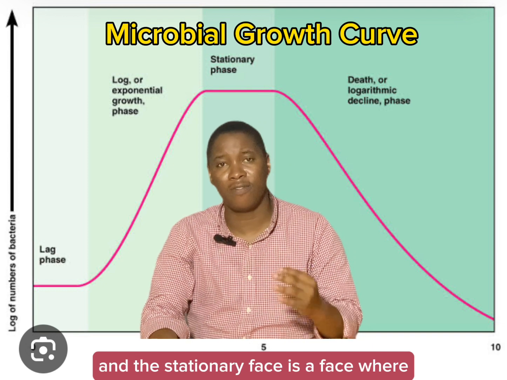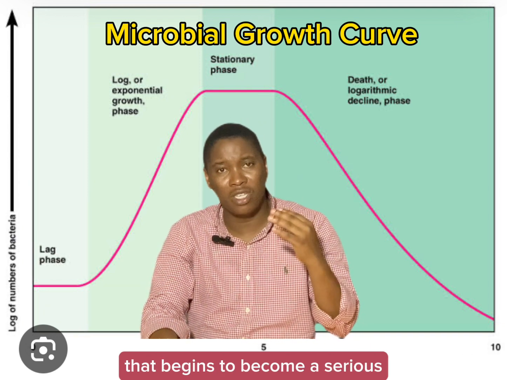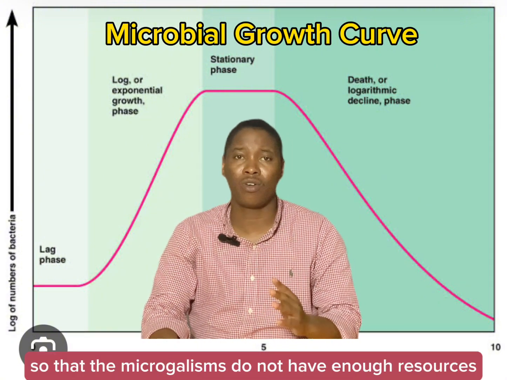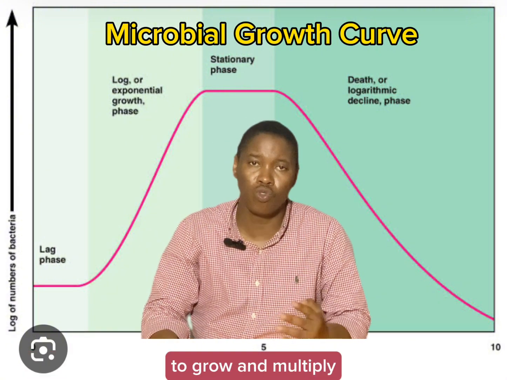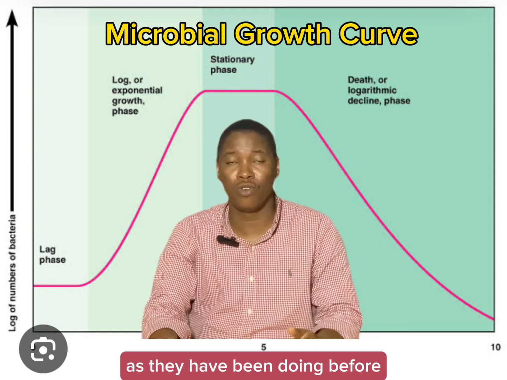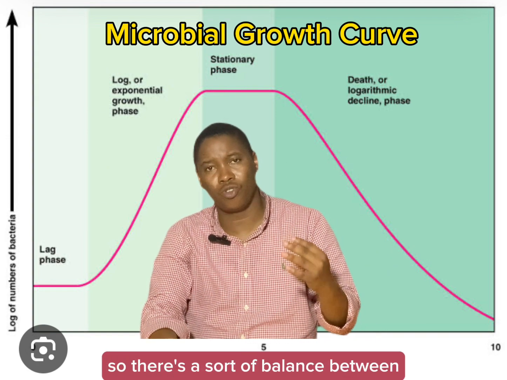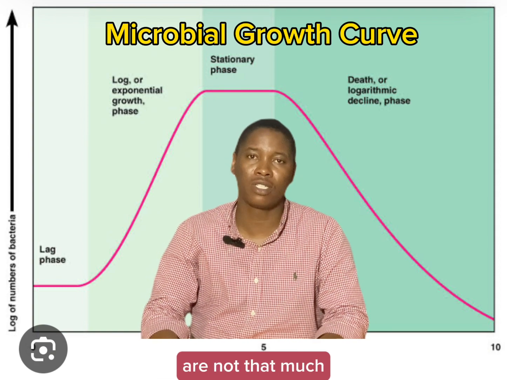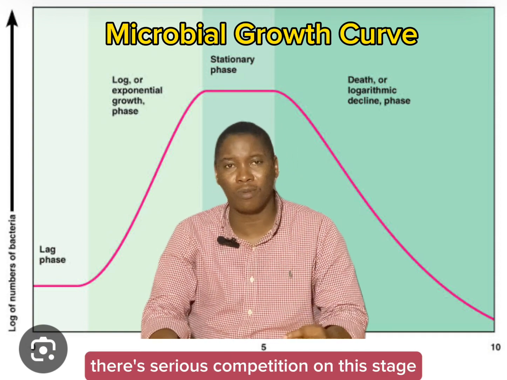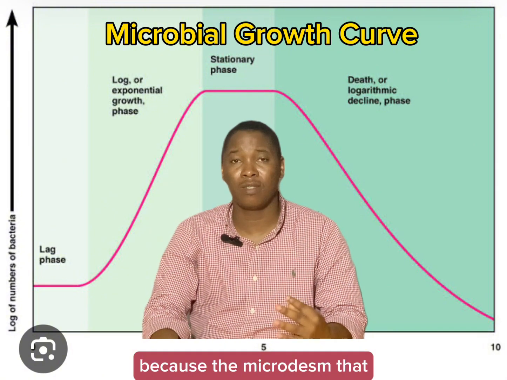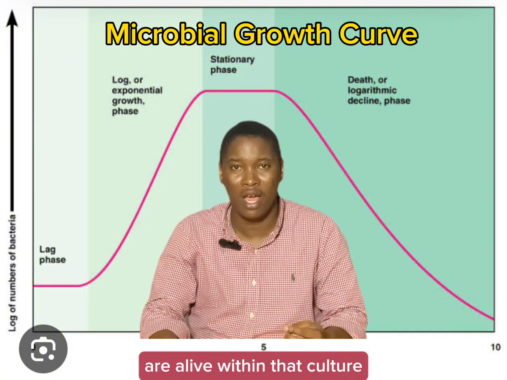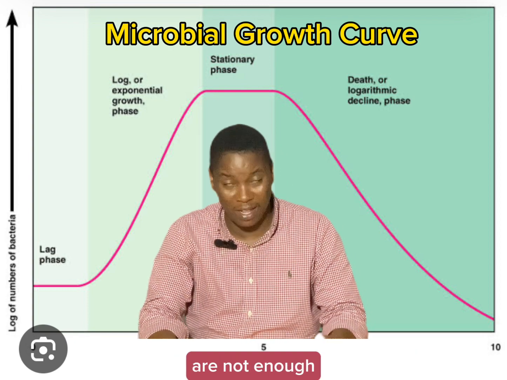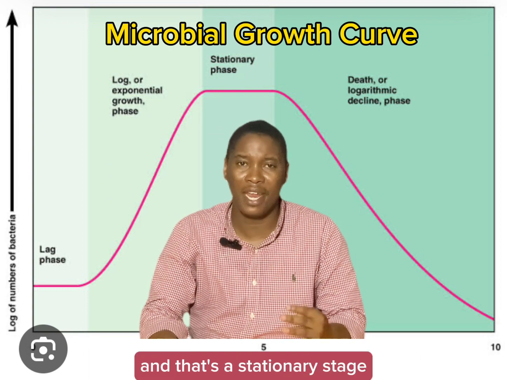Now, the stationary phase is a phase where there begins to be a serious depletion of resources, such that the microorganisms do not have enough resources to grow and multiply as they did before. So there's a sort of balance between cell division and cell death because the resources are not that much. There is serious competition at this stage because the microorganisms that are alive within that culture are struggling seriously for the resources, and the resources are not enough. There is intense competition in this stage, and that's the stationary stage.